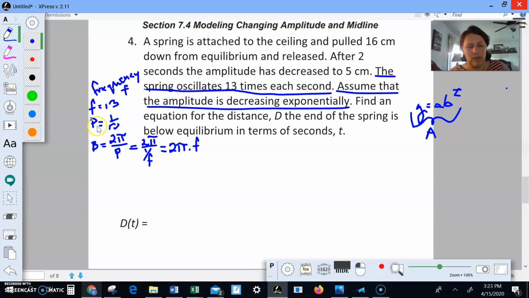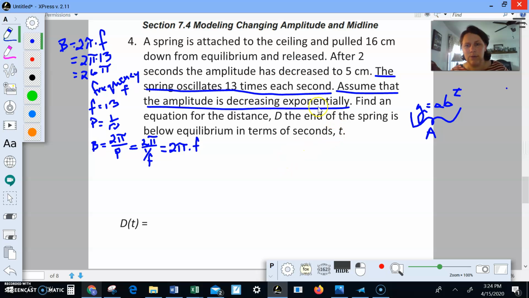You can always just go in and find your period and then go back to your b equals 2 pi over p. That works every time also. But if you want a quicker route, if you can remember it and not get confused with all of these different things, then you can remember that b equals 2 pi times f. In this case, they are giving us f, the frequency is 13, so b is going to equal 26 pi. All right, so we're starting to figure out things little by little.